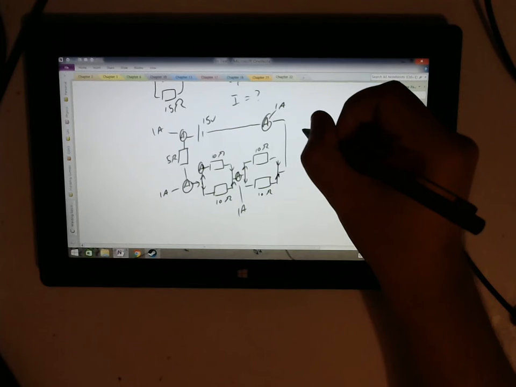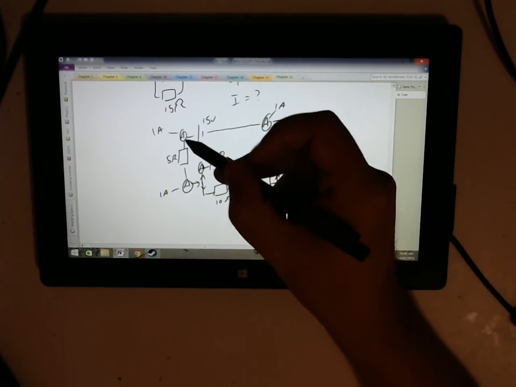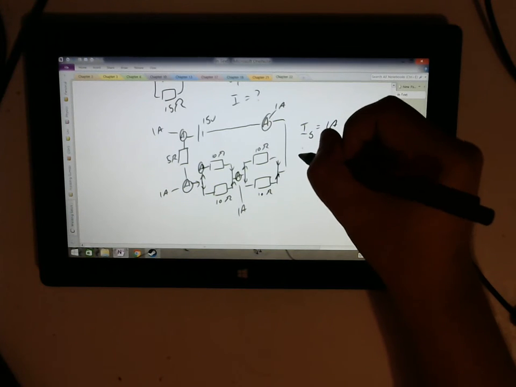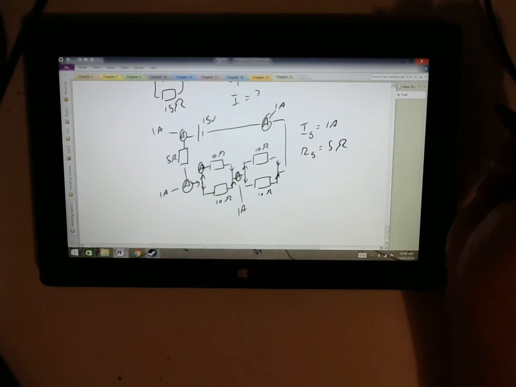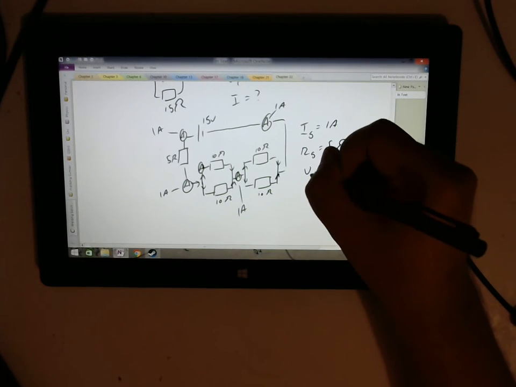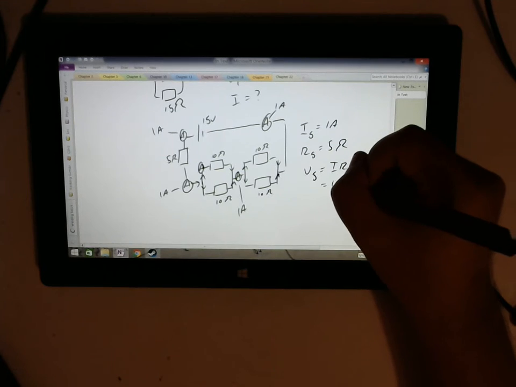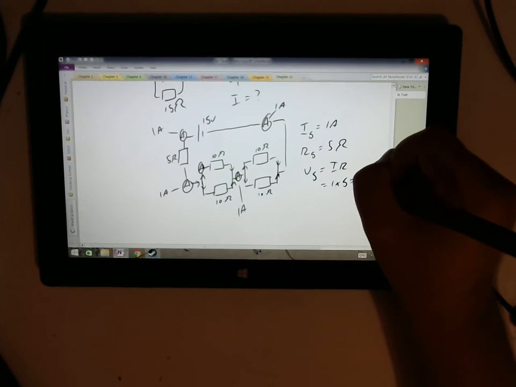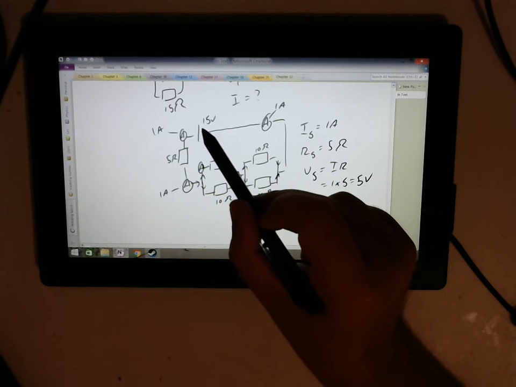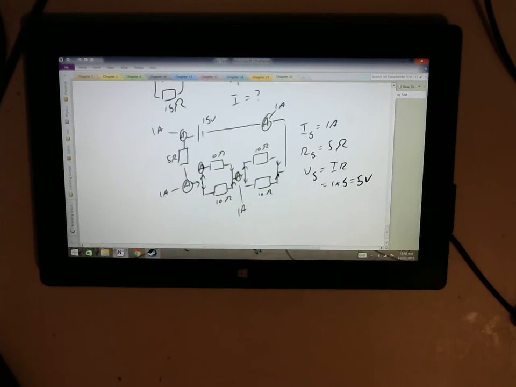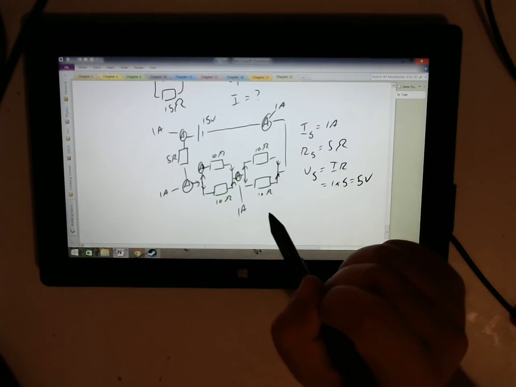Now, I'm going to deal with this resistor first, resistor 5, because we've got both numbers we need. The current going through 5 is equal to 1 amp. The resistance going through 5 is 5 ohms. We've been told that. So the voltage on 5, remember, equals IR, equals 1 times 5, equals 5 volts. So it has to lose 5 volts going through here, which means that the other 10 volts has to get used up across here.